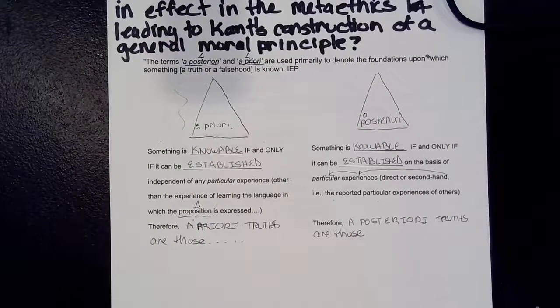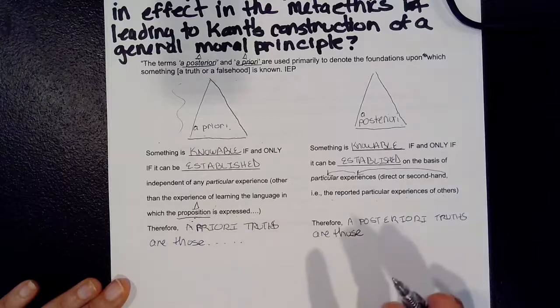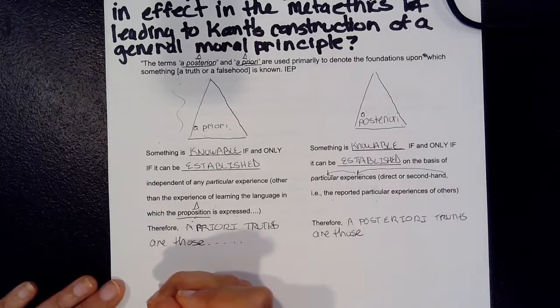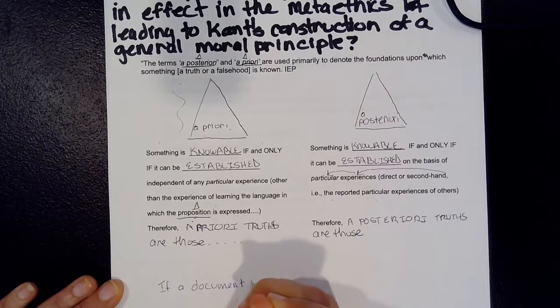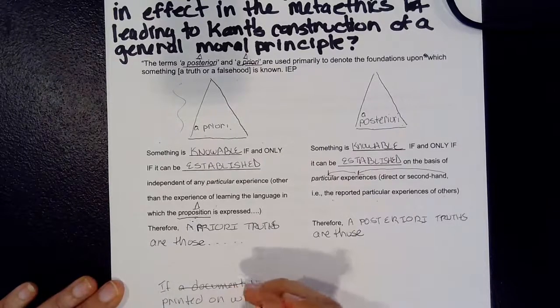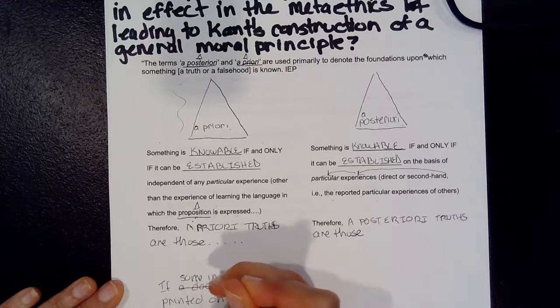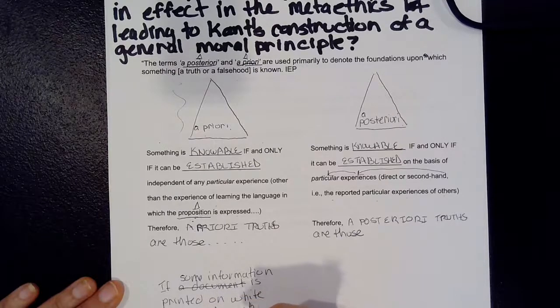So let's go ahead and work with an example that will help you to do that. An example of something that can be knowable a priori includes the following. If some information is printed on white paper, then the respective document lacks color. So this is going to be our example.